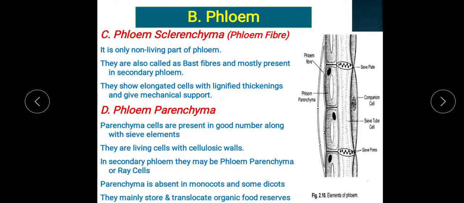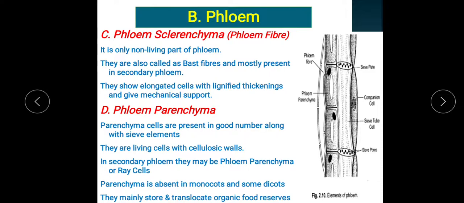Then the third type of the phloem component or phloem element is called phloem sclerenchyma. These are also called the phloem fibers. It is the only non-living part of the phloem. Rest all other parts of the phloem are living. They are also called the bast fibers, and mostly they are present in the secondary phloem only. They show elongated cells which have lignified thickenings. Here you can see this is the phloem fiber. Okay, they show elongated cells and lignified thickenings, and they give mechanical support.